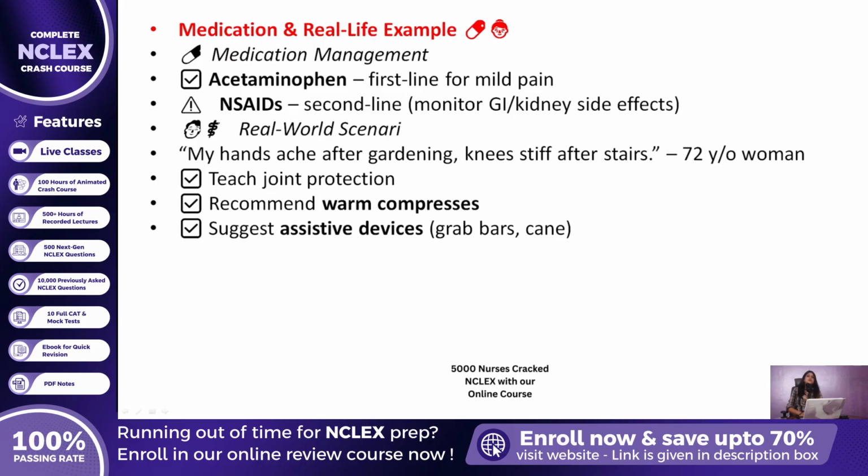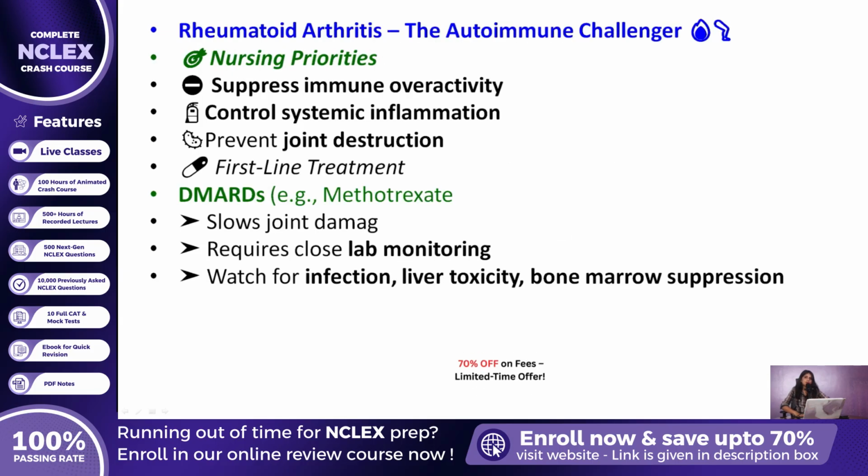Now let us tackle rheumatoid arthritis, the autoimmune challenger that calls for early, aggressive intervention. Since this condition is fueled by an overactive immune system, the top priority is to suppress that response and calm systemic inflammation. Patients are often started on disease-modifying anti-rheumatic drugs like methotrexate, which help slow joint damage but require close monitoring for bone marrow suppression, liver toxicity, and infection risk.